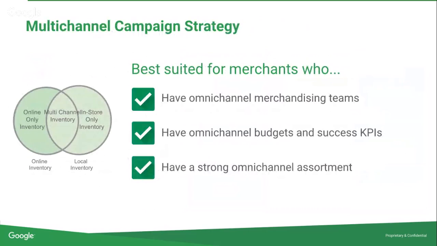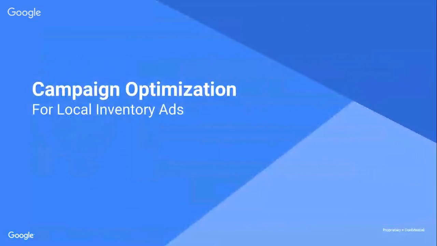I'm going to go through briefly the multi-channel campaign strategy. So this would be best suited for merchants who have omni-channel merchandising teams. This really means that you need to have both omni-channel budgets and omni-channel success KPIs, so you're constantly optimizing across channels and not for one channel specifically. The other reason that a multi-channel campaign might be good is if you have a really strong omni-channel assortment. So what's available online is always available in store and vice versa. There's more information in the appendix where you can find other resources detailing how you would set up a multi-channel campaign. So I'm not going to go through this with you now.